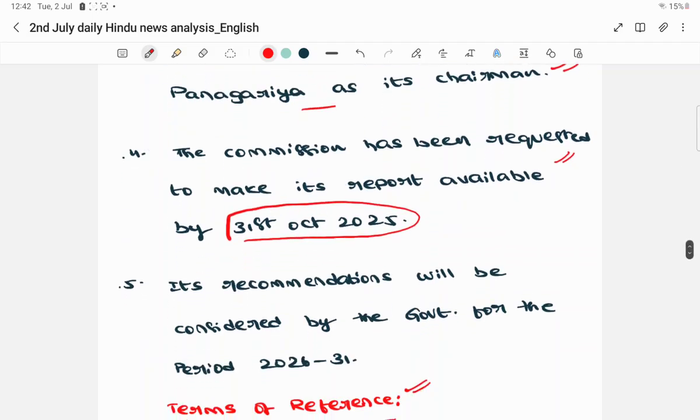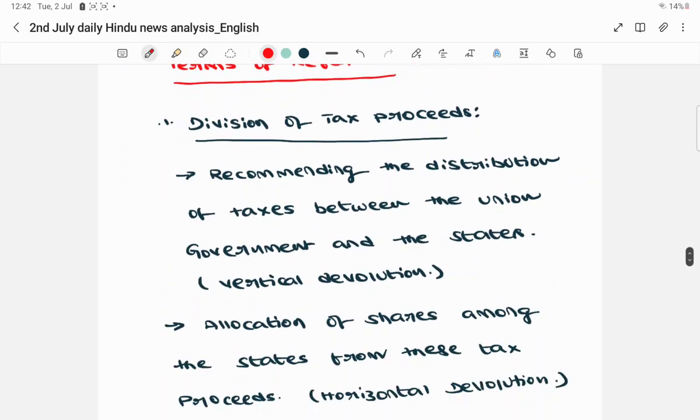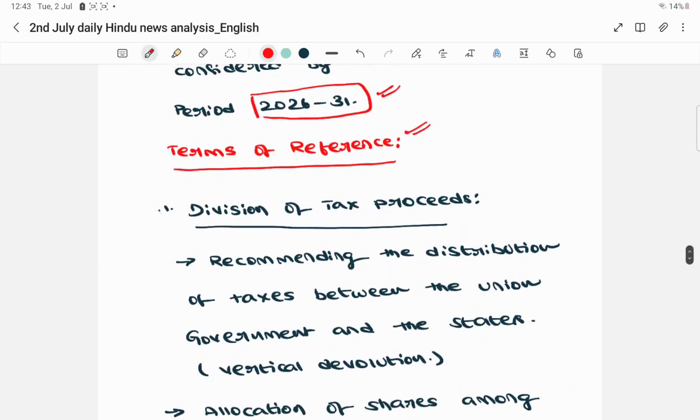And for which period will this commission's recommendations be implemented? For the 2026 to 2031 period, the recommendations of the 16th Finance Commission will be implemented. Before 2026, that means right now, the 15th Finance Commission's recommendations are getting implemented. The government of India has given some terms of reference. That means it is like a blueprint, or like a syllabus, that you need to look into. These are the specific tasks that the 16th Finance Commission has to do.